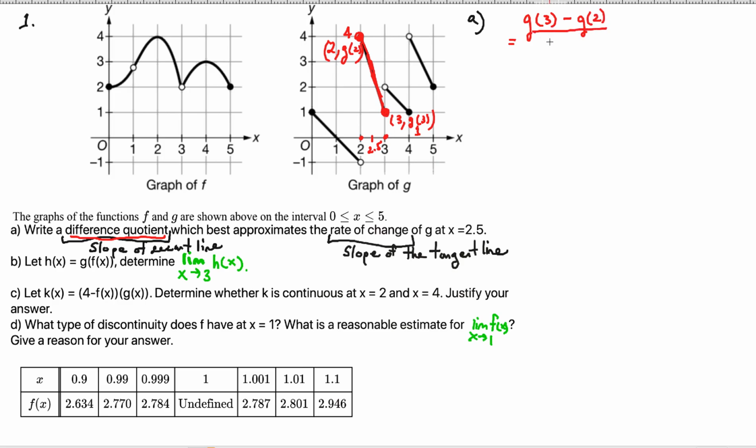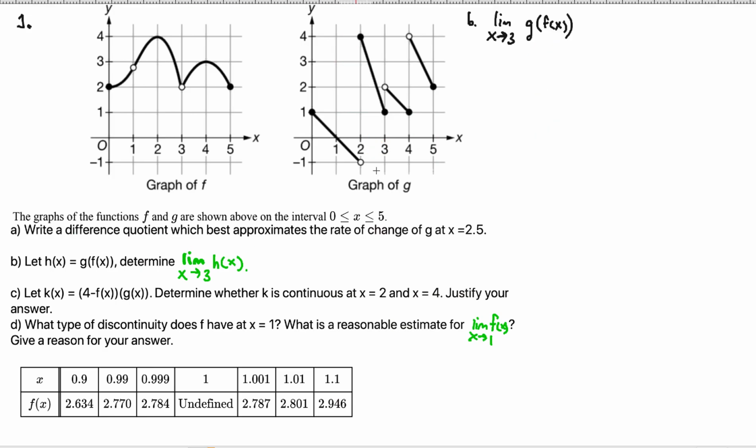over 3 minus 2, the difference in the x's. And again, this is just the slope of the secant line, or the difference quotient. So G of 3 we found out is 1, minus G of 2 is 4, over 3 minus 2 is 1. I'm going to get negative 3. 1 minus 4 is negative 3, divided by 1 is negative 3.